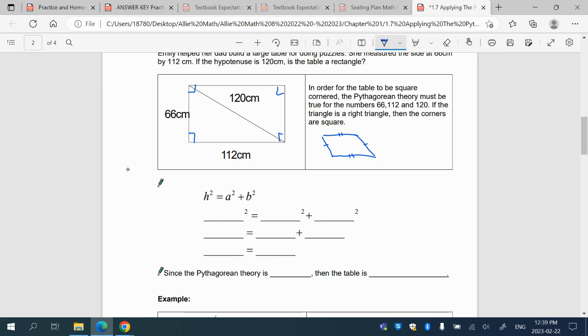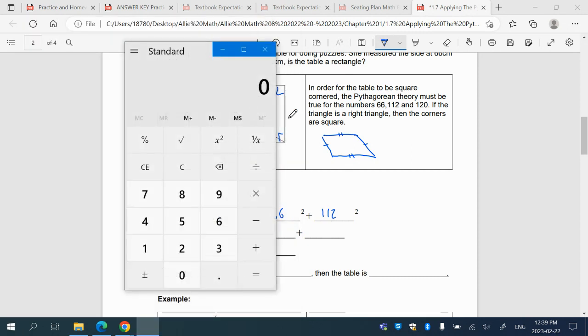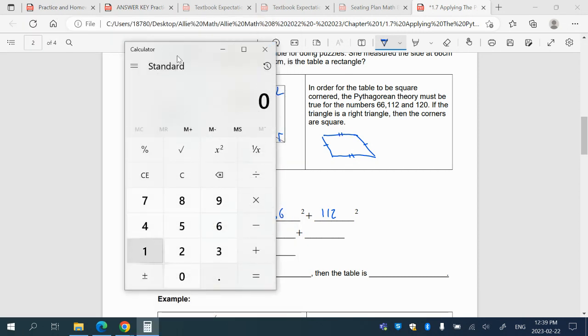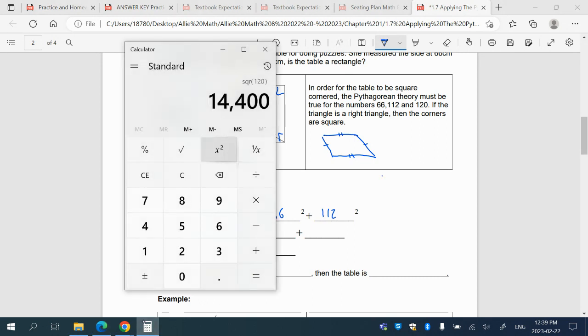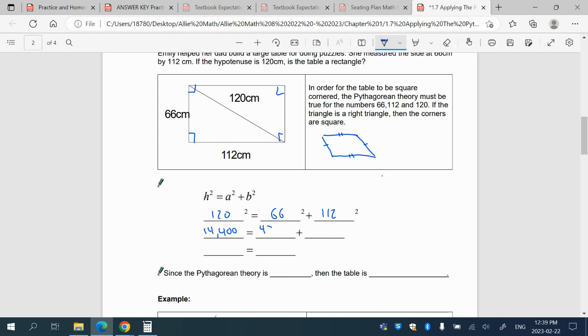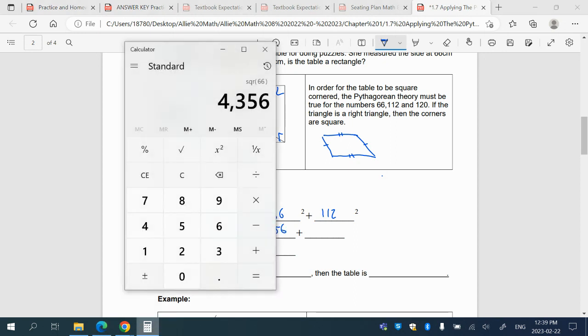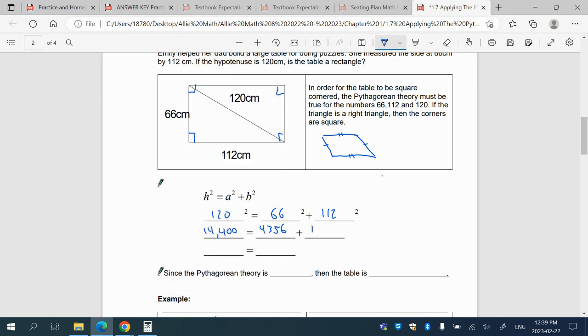So what's our h in this one? It's 120, and our a squared and b squared, we can put them either way, 66 and 112. And then I need my calculator. So let's find 120 squared is 14,400. 66 squared, 4,356. And 112 squared, 12,544.